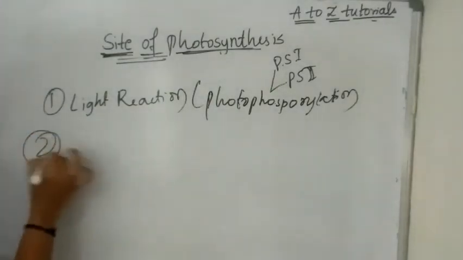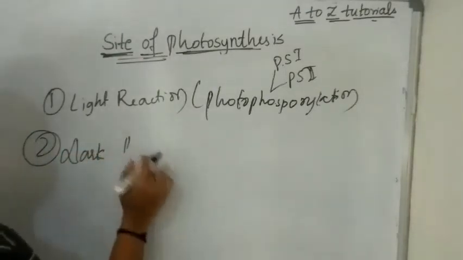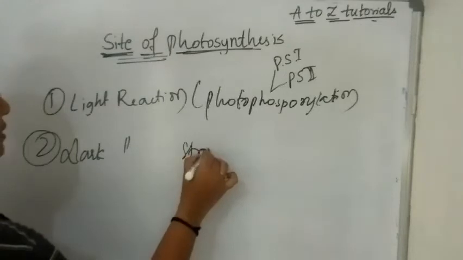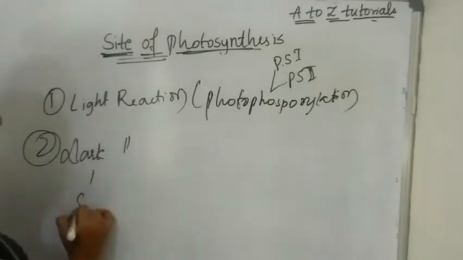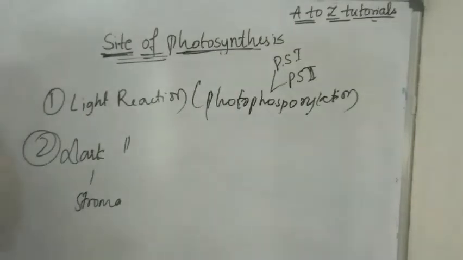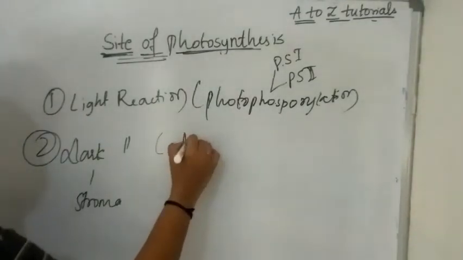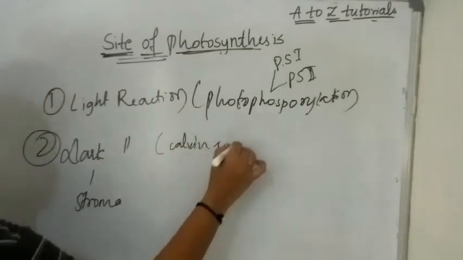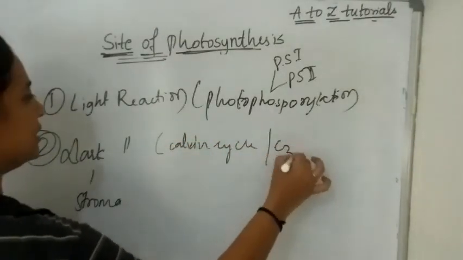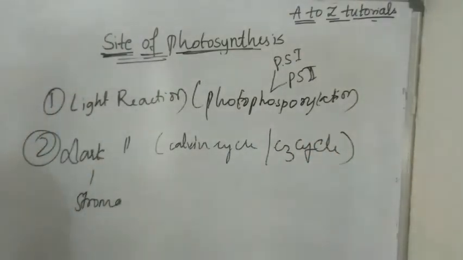Okay, and the dark reaction occurs in the stroma of the chloroplast. Okay, this dark reaction is also called the Calvin cycle or C3 cycle.